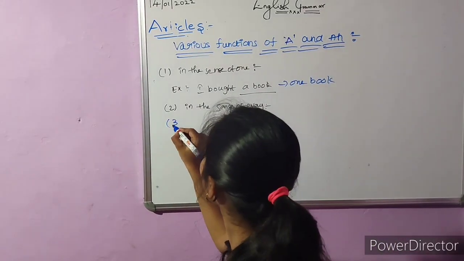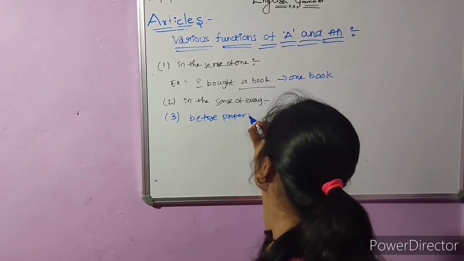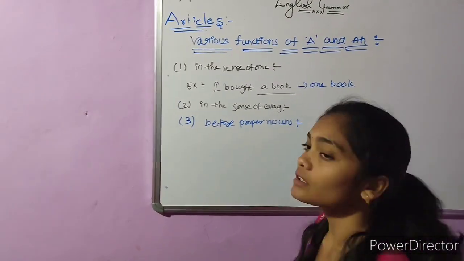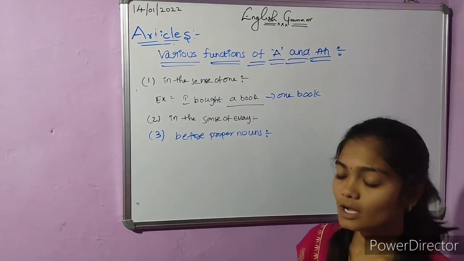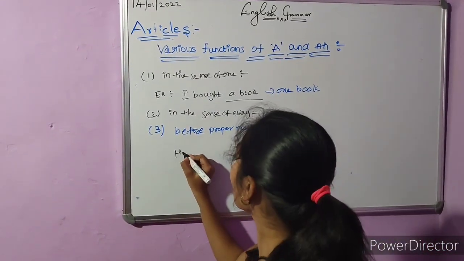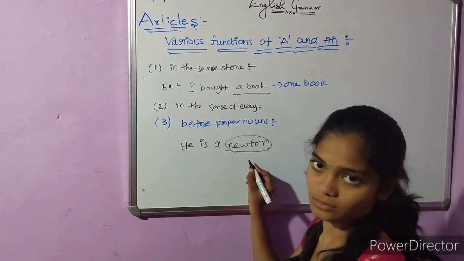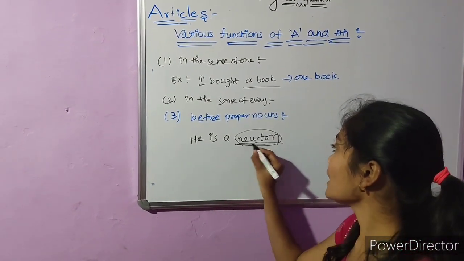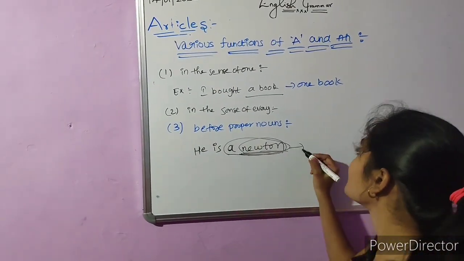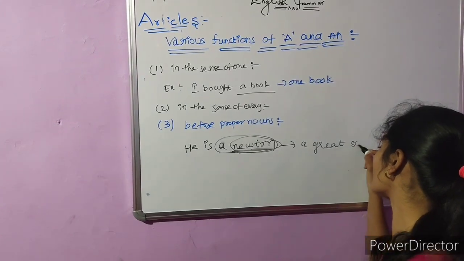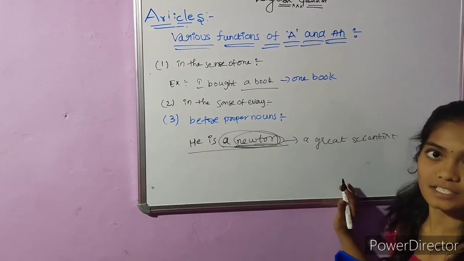And in the third case, before proper nouns. If we use the article a before a proper noun, it gives the meaning of a common noun. For example, he is a Newton. Here, Newton is a proper noun. It is the name of the scientist. As we use the article a before this word, it gives the meaning of a great scientist. That means he is a Newton means he is a great scientist.